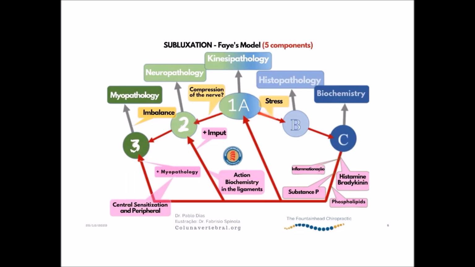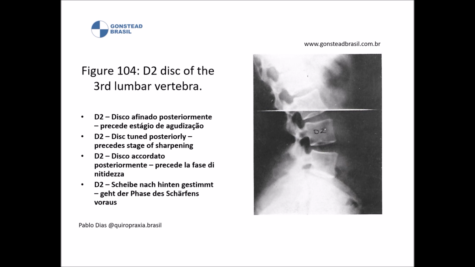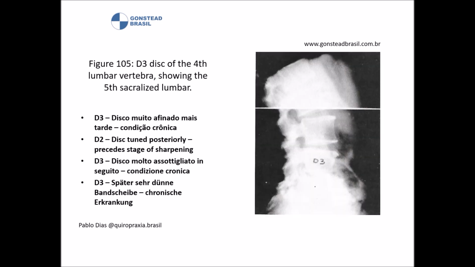And this also can explain the dysfunction that we said before, the phase models, or maybe the Lance model of 9 components. And then we have here a sample of X-ray plain film of D2, and the D2 in English, we have here 4 languages. Disc tunneled posteriorly precedes stage of sharpening. Disco accordato posteriormente precede la fase di nitidezza. Scheibe nach hinten gestimmt geht der Phase des Schärfen voraus. And then we have here the D2, disc tunneled posteriorly precedes the stage of sharpening.